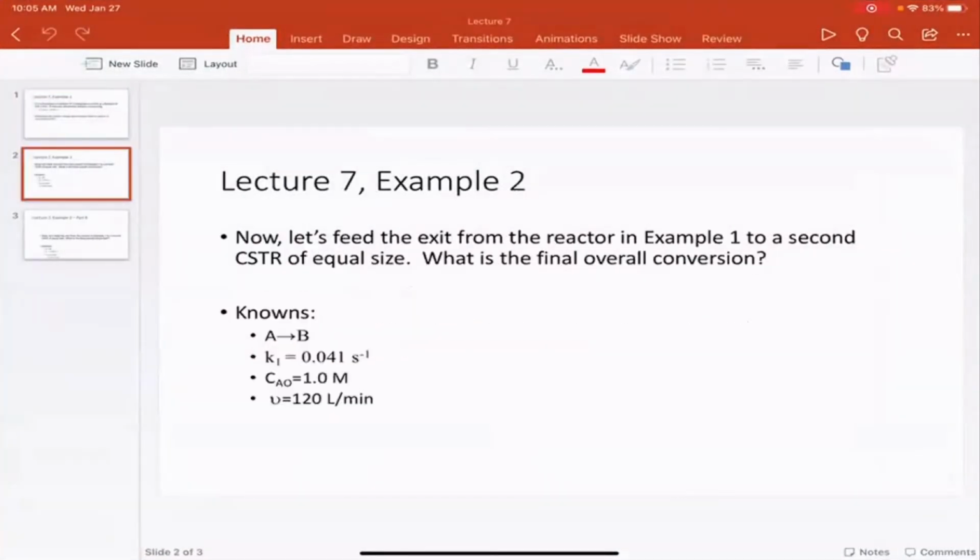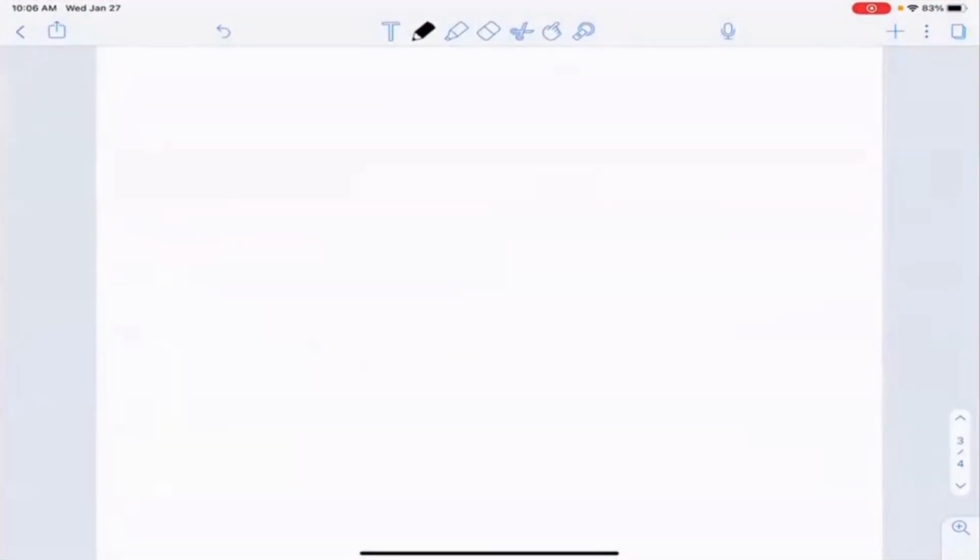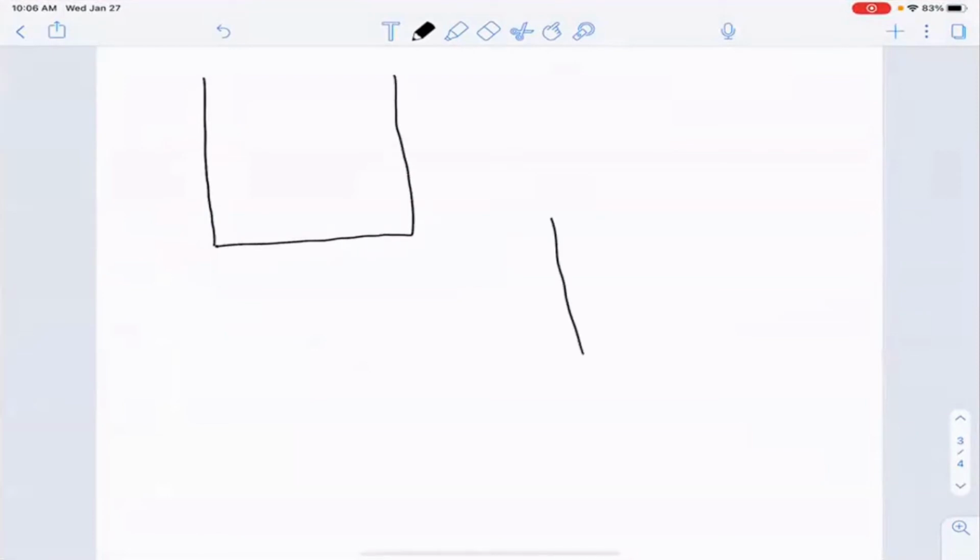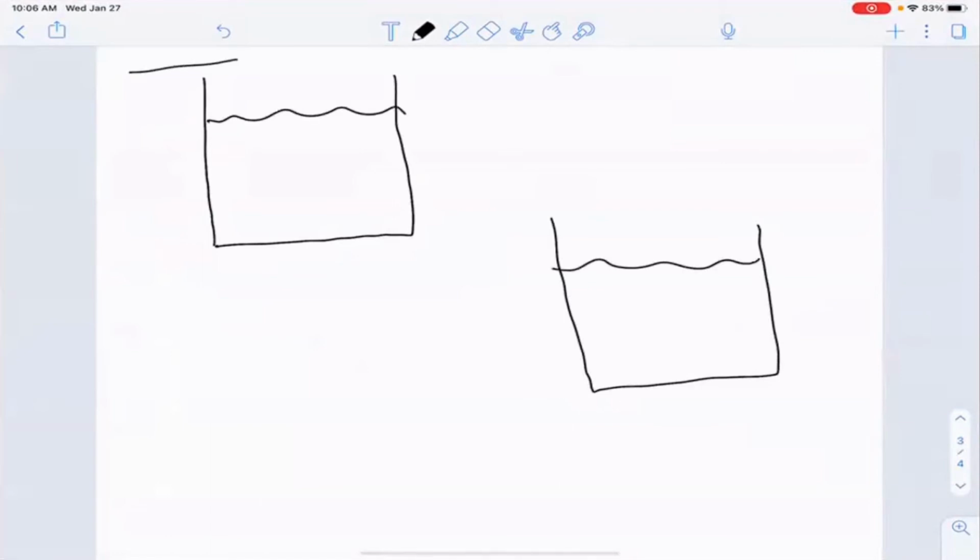Okay. And example 2 says, now let's feed the exit from the reactor in example 1 to a second CSTR of equal size. Find the final overall conversion. Okay. So this is a CSTR in series problem. And conceptually, what's happening is that we have 2 reactors, right? 2 CSTRs. And we're going to feed to the first one, and then the feed from this one goes directly into there, and then that comes out.